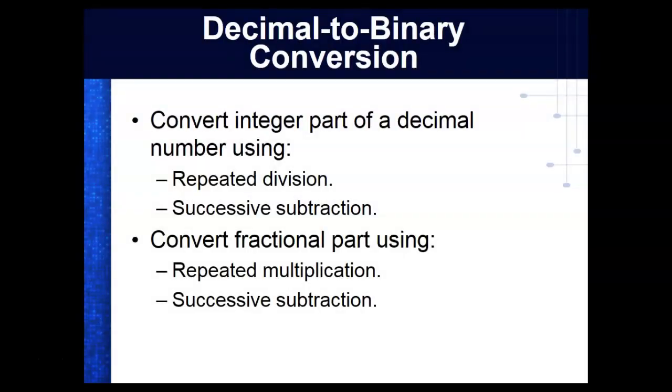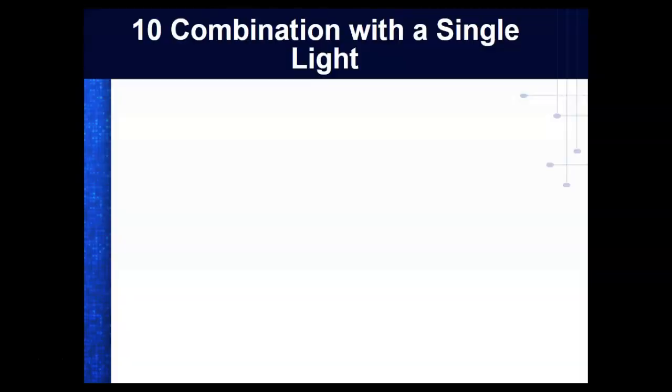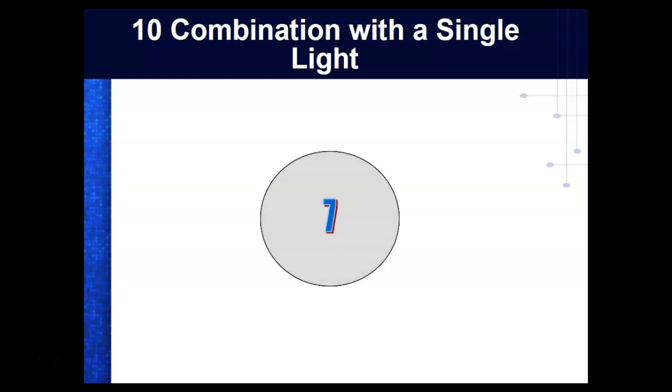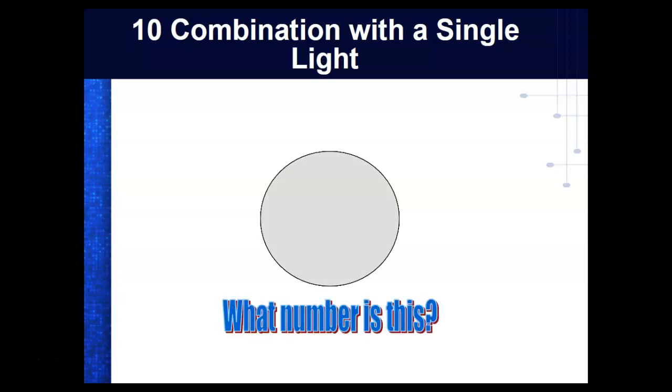This is PowerPoint works. So this is the advantage of binary over decimal. This would be like me trying to represent 9 combinations with different lights, or 10 combinations. So what is that number?